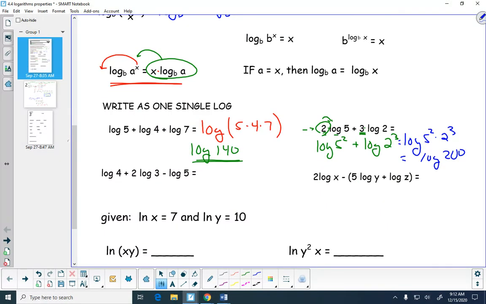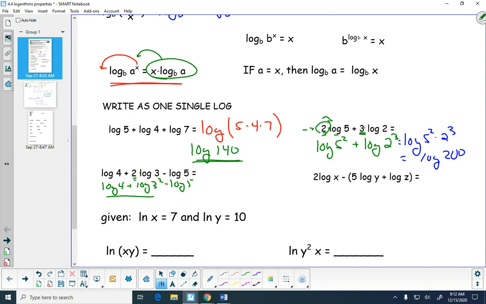We go to the next one here. Once again, what can we do with that value of 2? We have nothing out in front of log of 4. We have nothing out in front of log of 5, but we have a 2 in front of log of 3. So, Brenner, where can we put that value of 2? Square the 3. So we have log of 4 plus log of 3 squared minus log of 5.